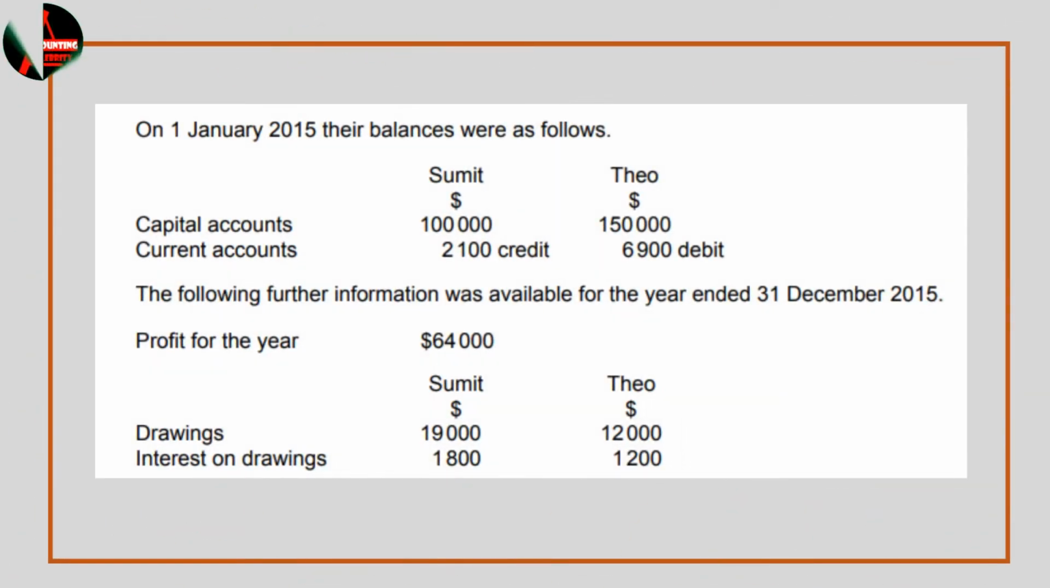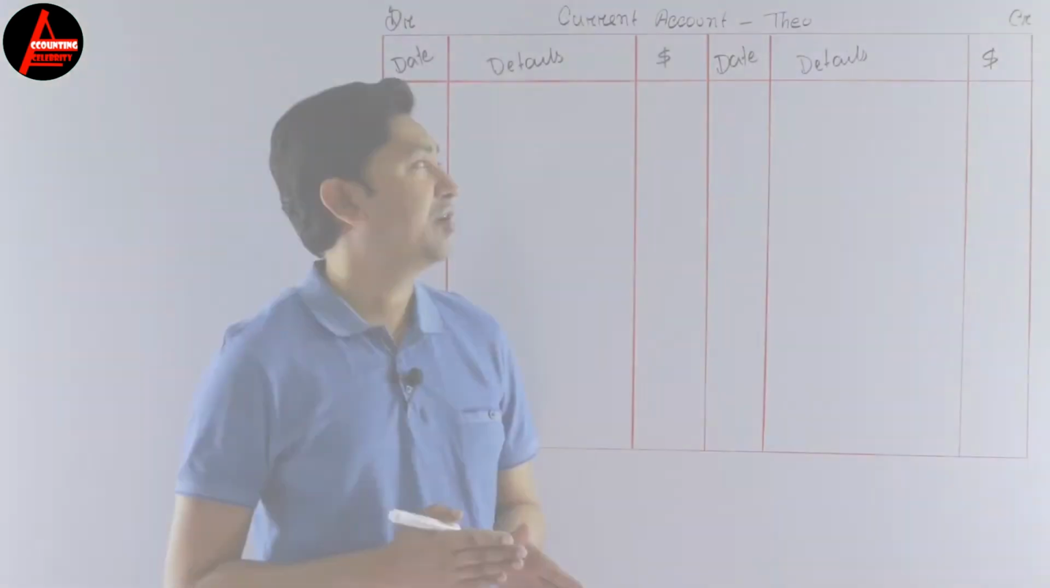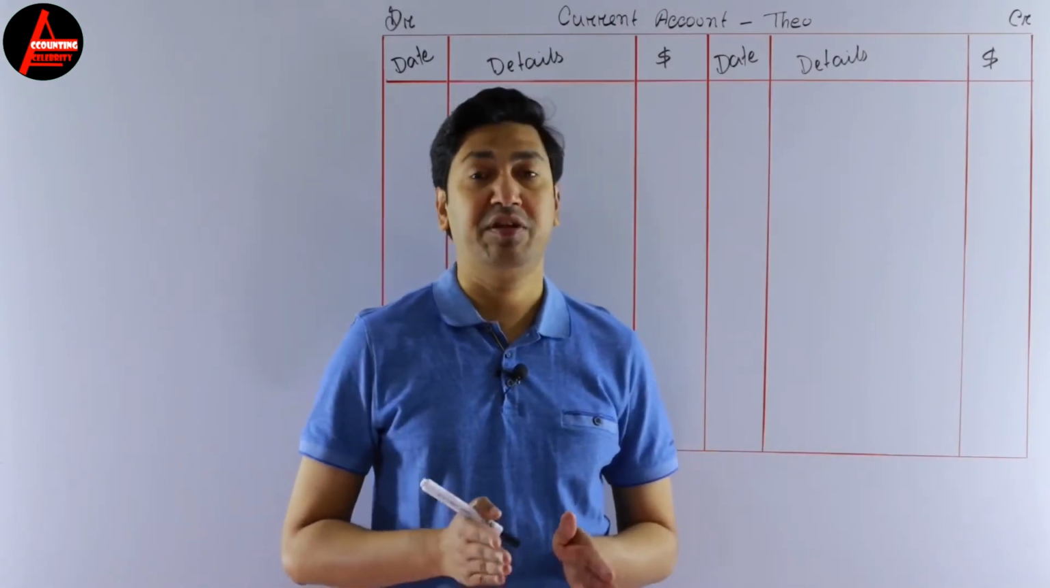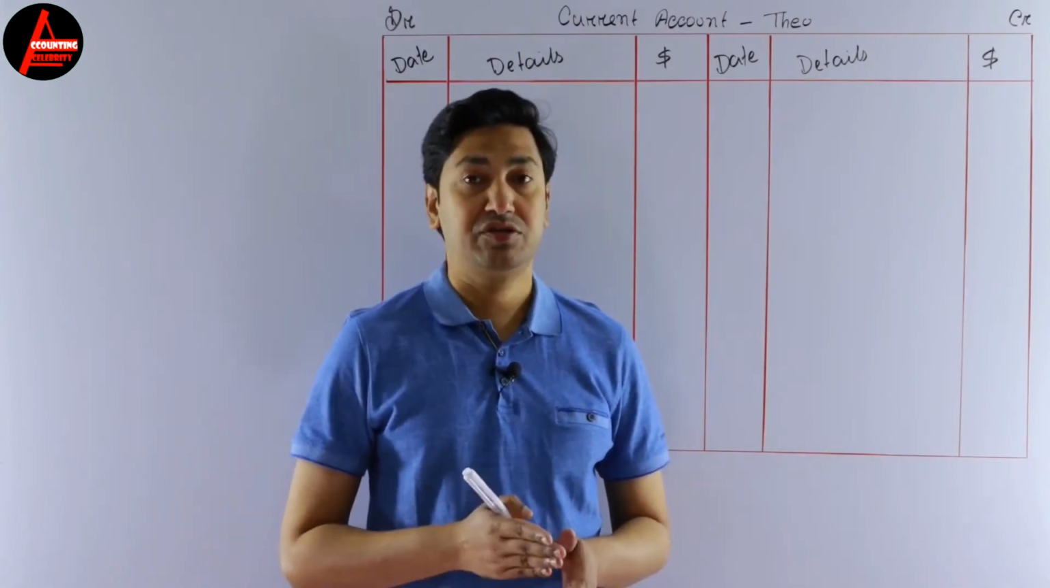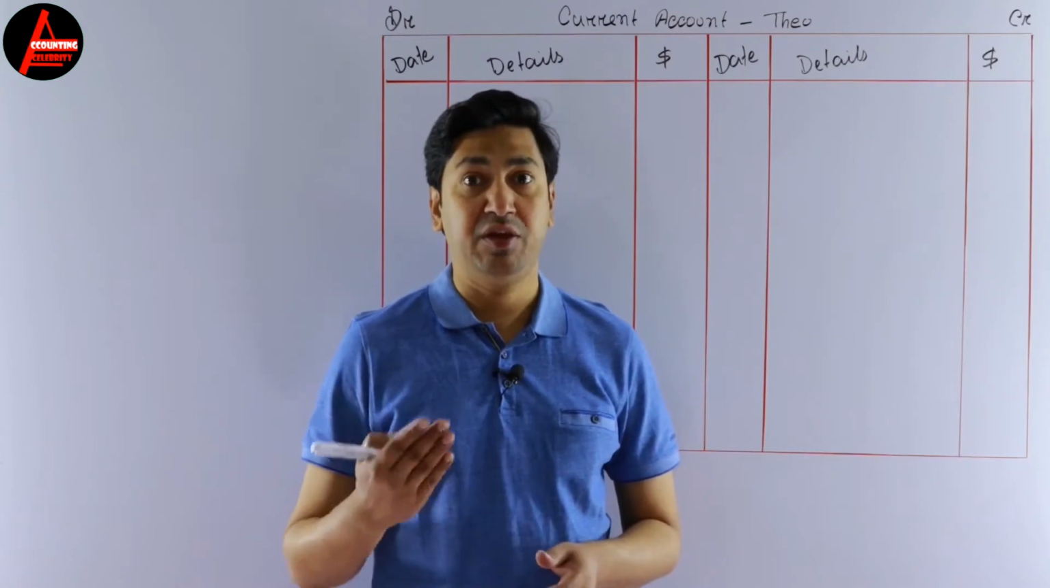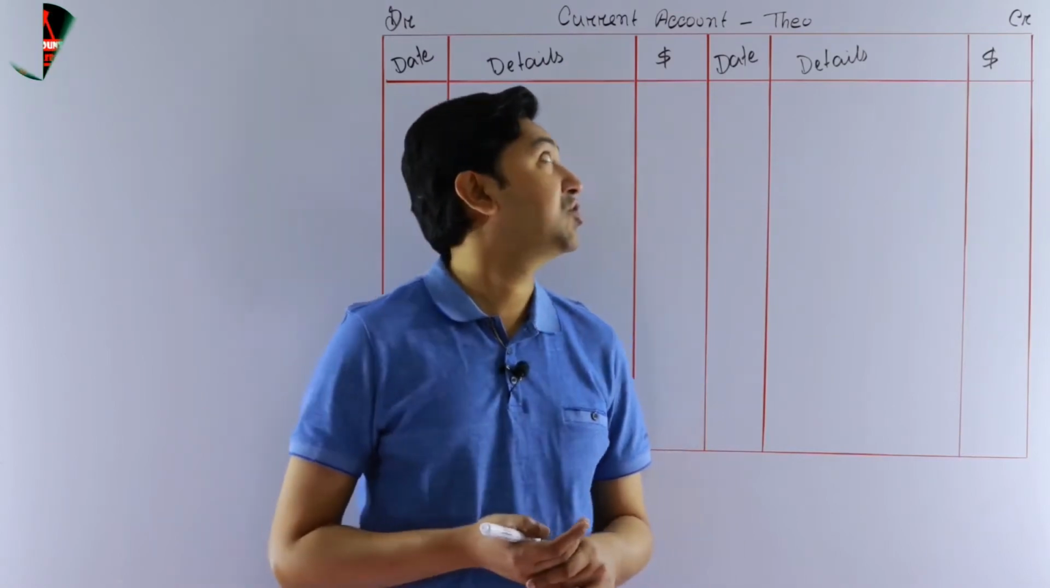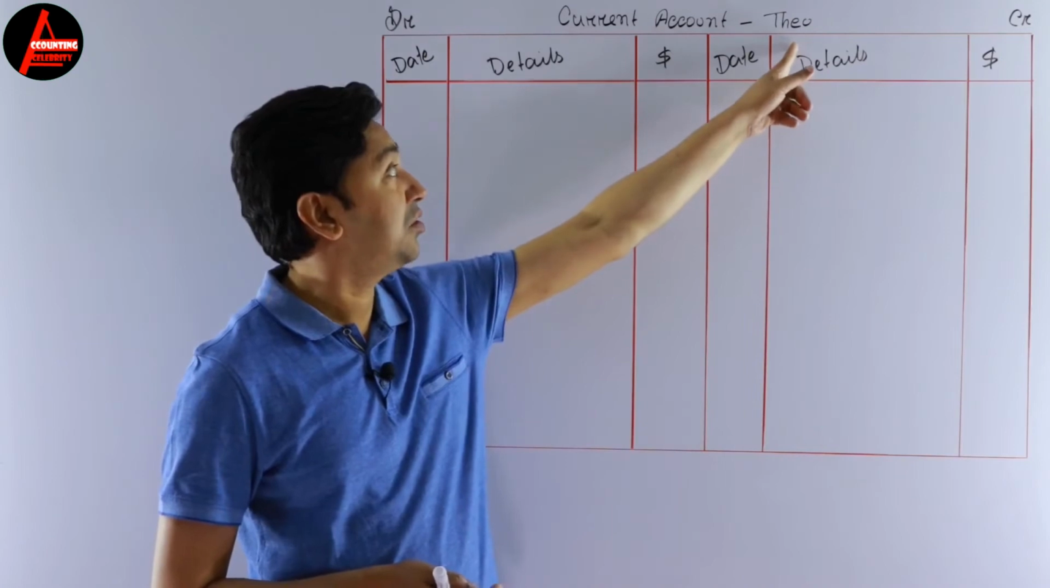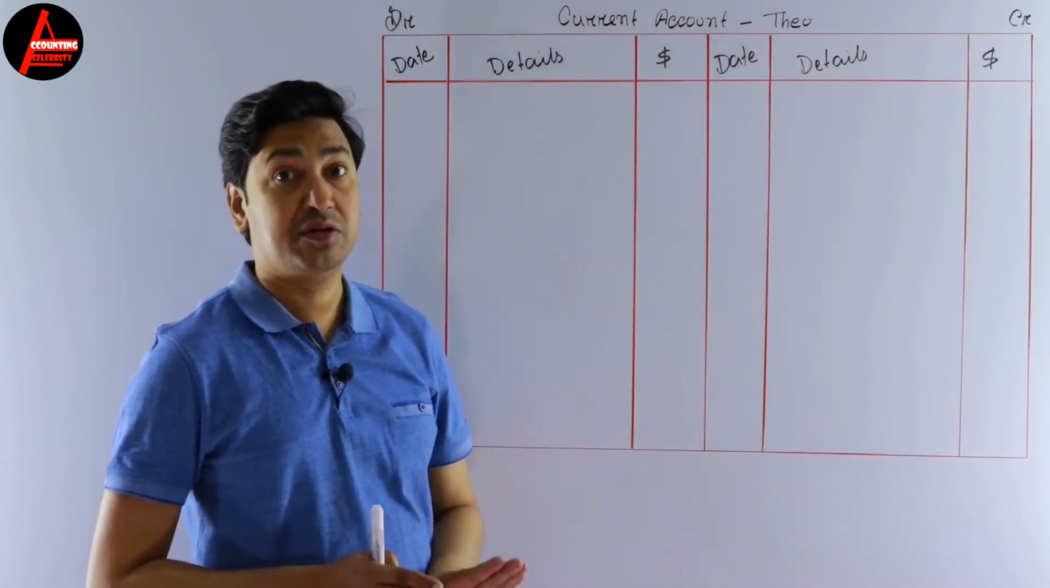On 1st January 2015, the balances were as follows. Sumit's capital account is $100,000, Dio's is $150,000. Current account: Sumit is $2,100 and Dio is $6,900 credit. I told you the balance, whether it is debit or credit, will be clearly mentioned in the question. Here Sumit has a credit balance and Dio has a debit balance. Today we are doing Dio's account, so we'll think only about Dio.